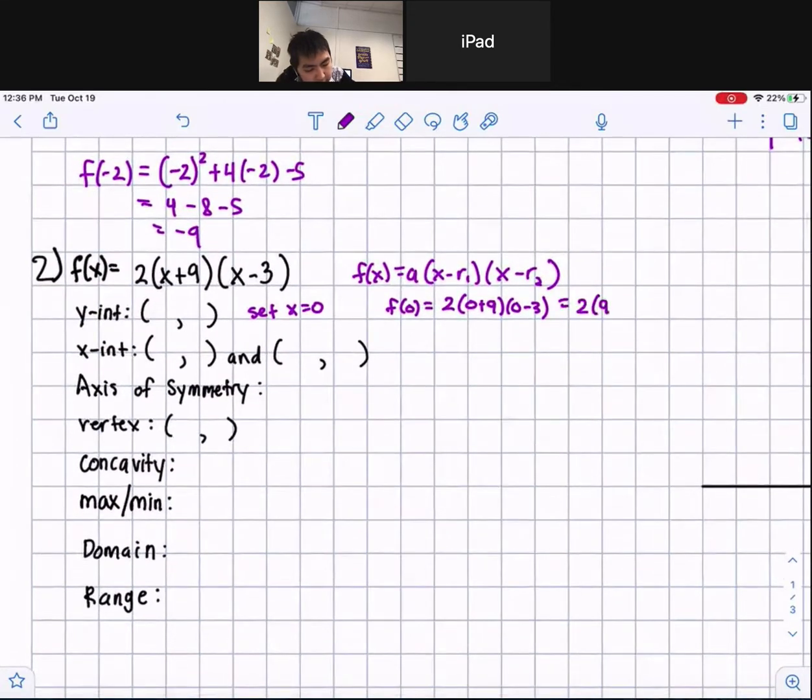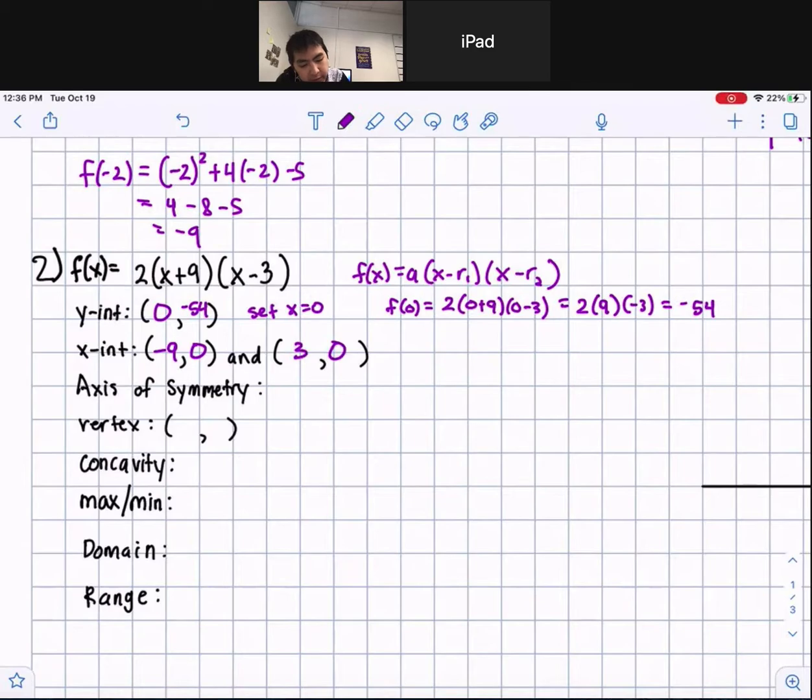2 times 9 times -3, which is -54. So the y-intercept is (0, -54). And for the x-intercepts, you guys, the beauty thing about factored form is you can see what the x-intercepts are right there. Opposite of this one, -9, comma, 0. Opposite of this one, 3, comma, 0.